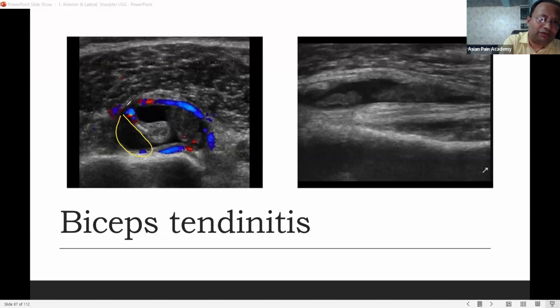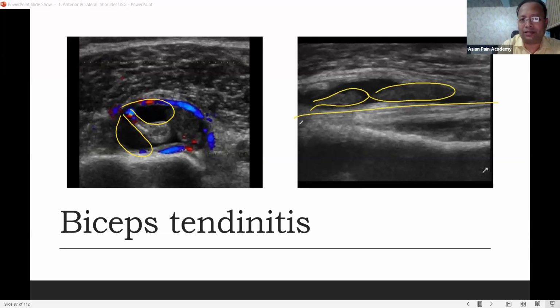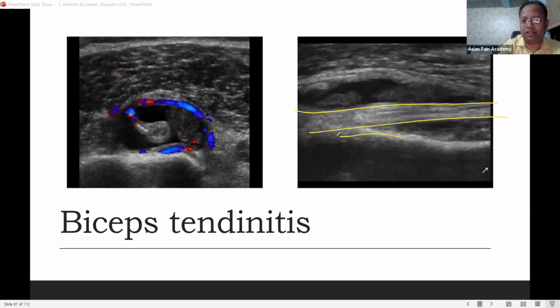Here, a lot of effusion. The second thing is synovial hypertrophy. This is a long axis view of the biceps tendon. This is the humerus, you can see the humerus periosteal lining. Above that, you can see synovial hypertrophy and effusion.